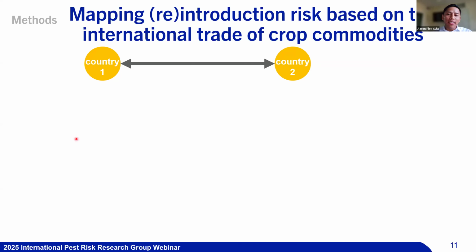In the case of international networks, we define a network as a set of nodes, where nodes represent countries, and links indicate the possibility of pest movement via international trade of crop commodities. And this can be estimated using different factors. Specifically in this analysis, we ask the following questions to estimate the likelihood of those links.